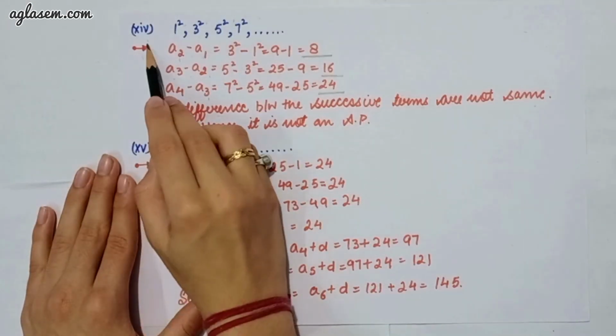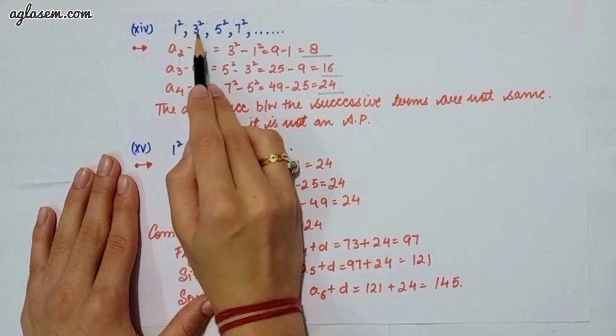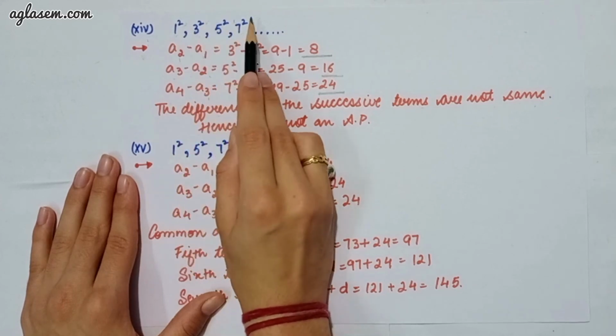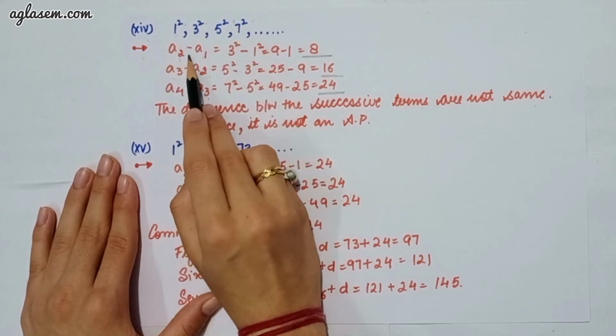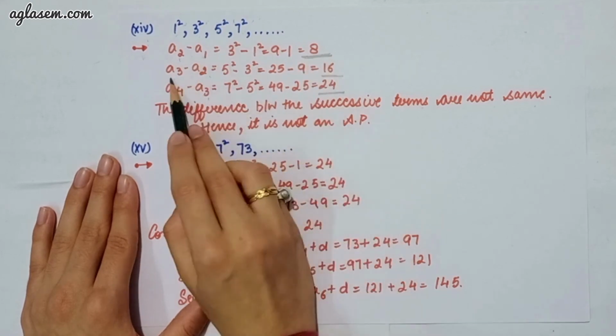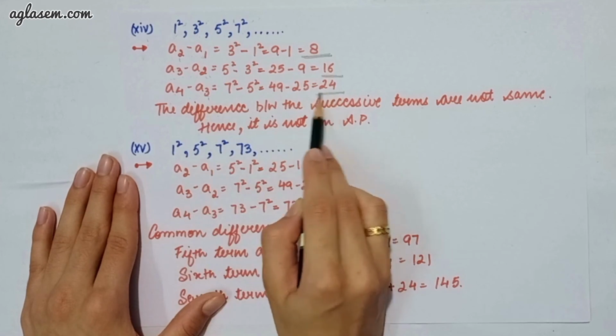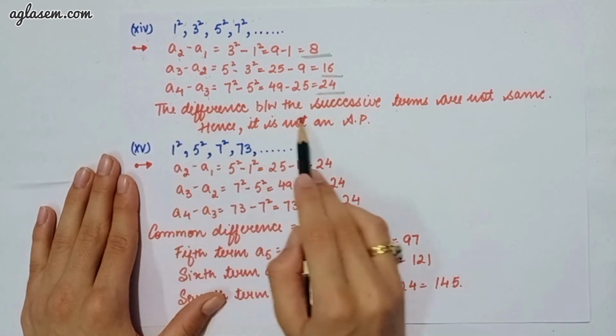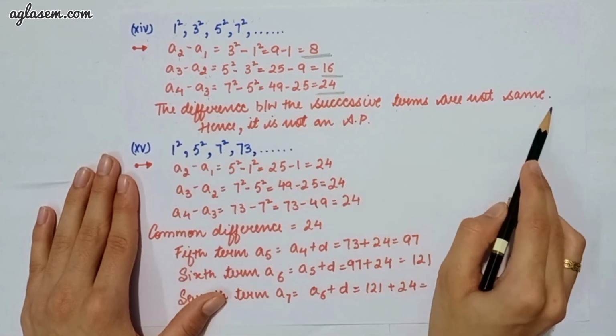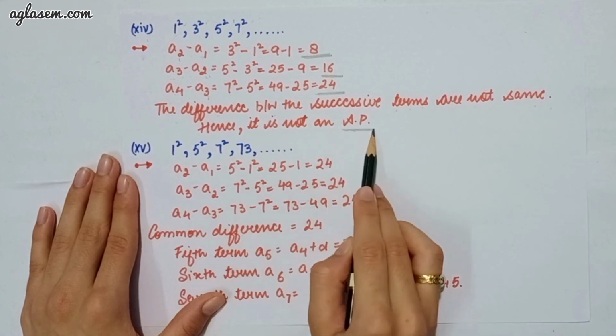Moving to our 14th part, which says 1 square, 3 square, 5 square, 7 square. So again A2 minus A1 will give you 8. A3 minus A2 will give you 16. A4 minus A3 will give you 24. So the difference between the successive terms is not the same. Therefore, it is not an arithmetic progression.